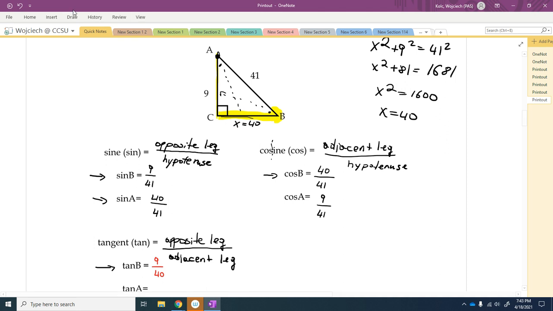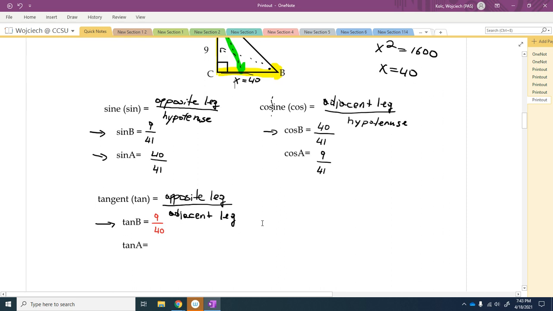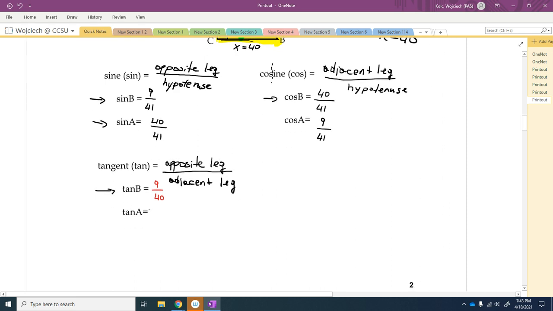And tangent of angle A, which is over here, okay, is opposite over adjacent, which will be 40 over 41. So this will be 40 over 41.